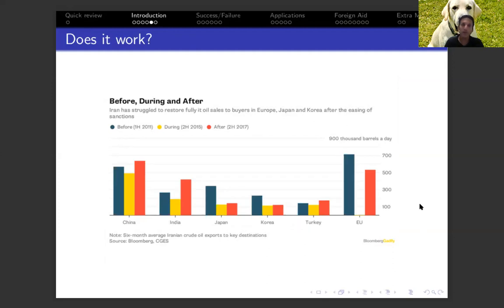As an example, this is the information regarding the extent of trade in crude oil between Iran and several other countries before one of the last series of sanctions against Iran a couple of years ago. And as you can see, after the sanctions were imposed, the extent of trade with China and India actually grew.